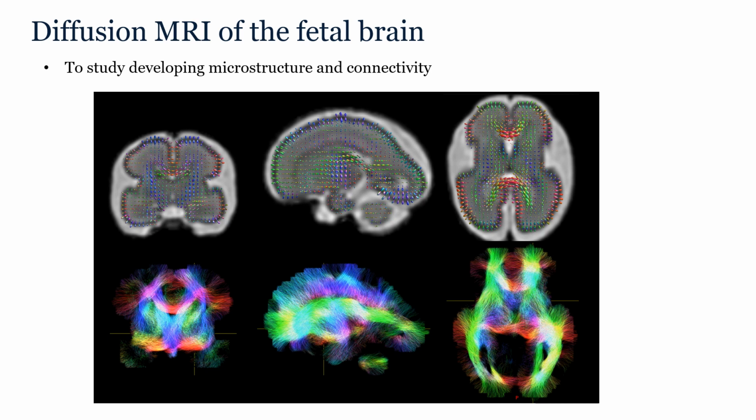We acquire diffusion MRI of the fetal brain to study developing microstructure and connectivity. In the top row, you can see fiber orientations of the white matter tracts, while in the bottom row, you can see the tracts themselves obtained using whole brain tractography.